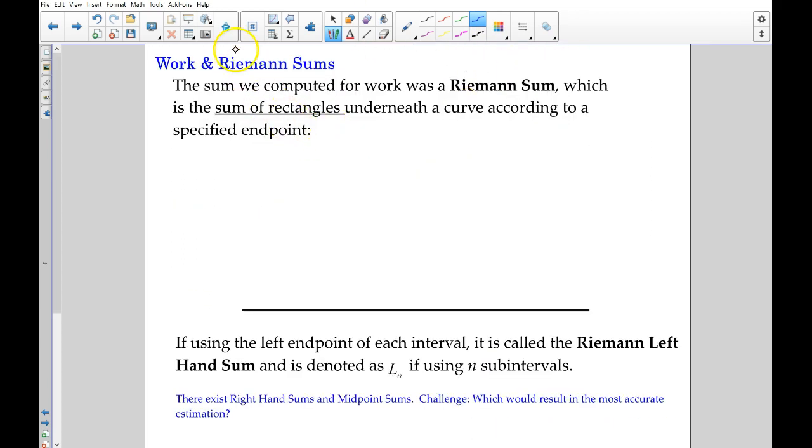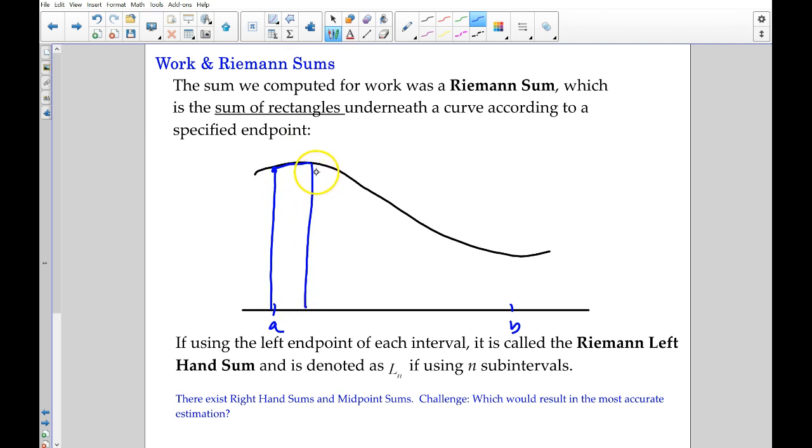So what all this is alluding to is Riemann sums. Everything that we did was a Riemann sum, which essentially is a fancy way of saying a sum of rectangles underneath the curve at a specified endpoint. Again, we saw the picture, but just to reiterate, if we have a function, something like this, and we're starting at A and ending at B, then we're only going to consider the left-hand Riemann sum, but I can actually make approximating rectangles here.